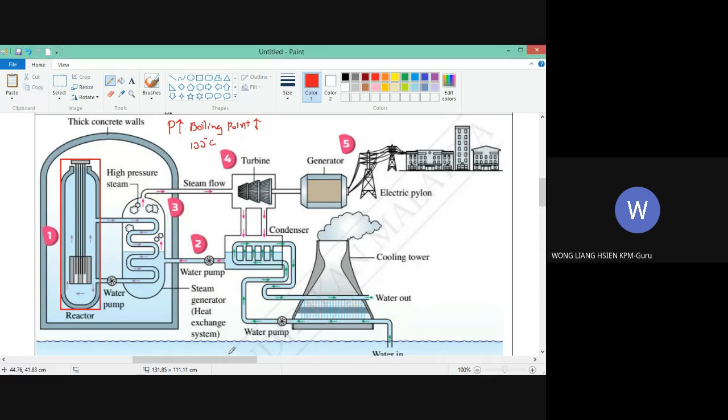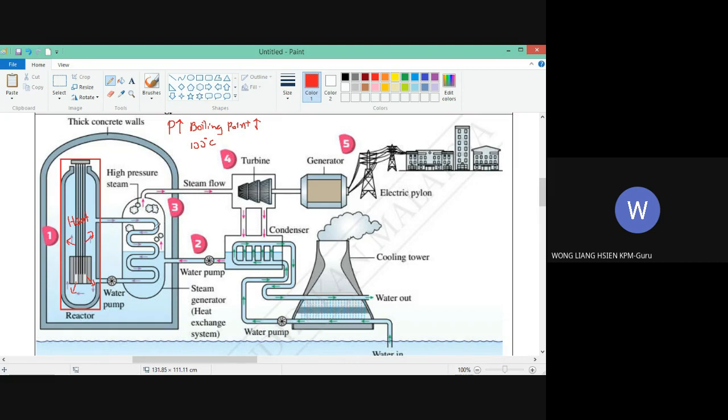So let's continue. Okay, so here it produces heat energy and heats the water. The water that goes into the nuclear reactor will be used to heat up other water. You see here there is another water pump. This water that goes into the nuclear reactor just flows inside this pipe. It doesn't go out.